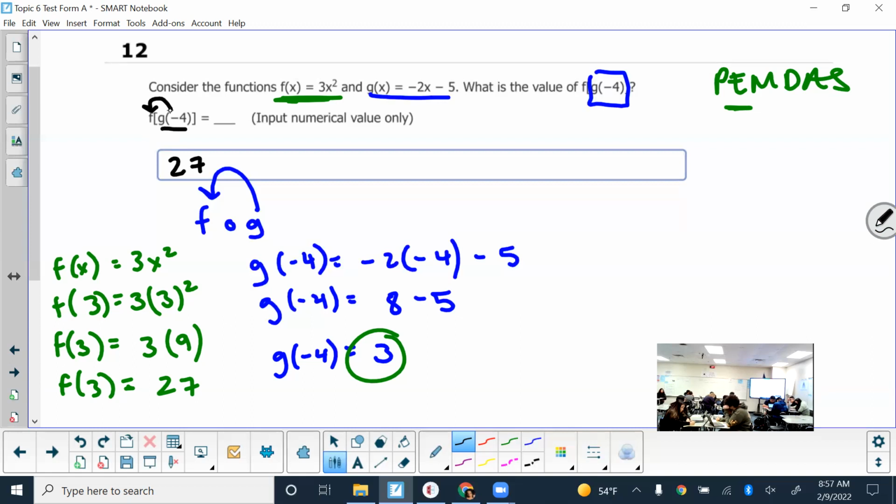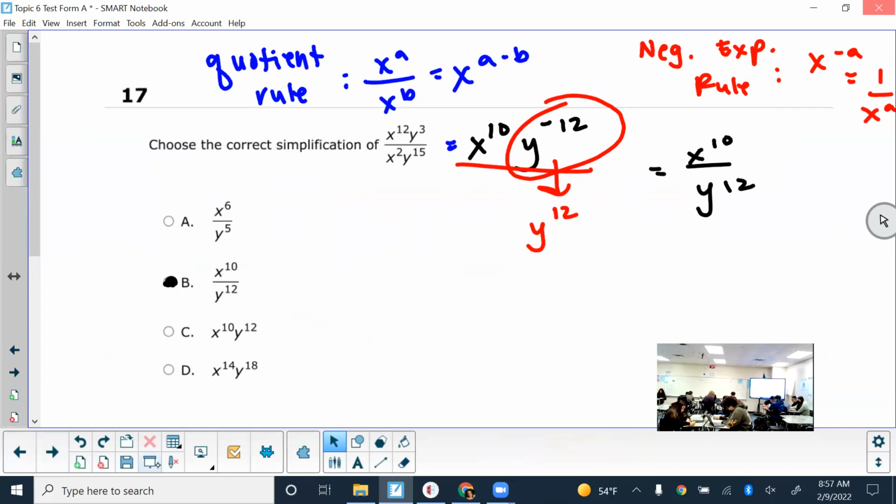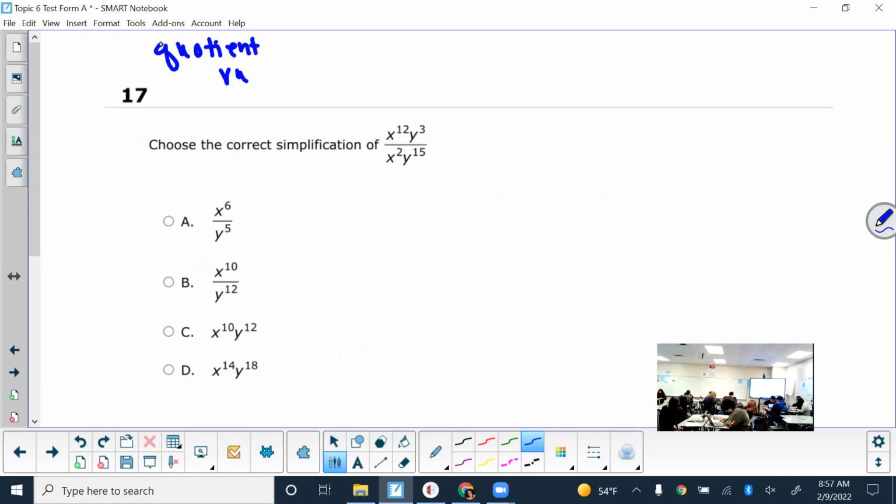All right, any others from the test? Yes. 17. All right, so this one, good one to go over because it's actually 2 rules that we're reviewing. So choose a correct simplification. When it's set up like this, what rule do we use? What's that rule called? The first rule that we're using is going to be the quotient rule.